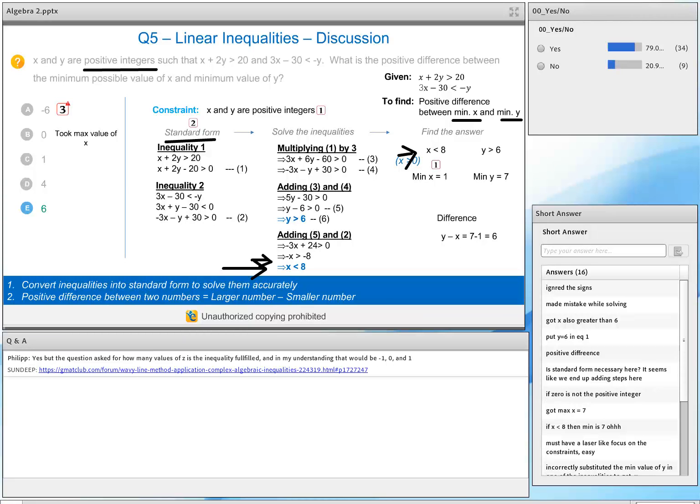Now, is the standard form necessary here? It seems like we end up adding steps here. Again, it's up to you how you want to solve linear inequalities. For me, the standard form works out very straight, very easy. Why? Because it makes sure that I am not making any mistakes. It's very easy to falter when you have three different kinds of terms, when you have a sign also to take care of, greater than or less than sign. And that's the big difference between an equation and an inequality. That's why the more methodical you are, the fewer would be the chances of you making a mistake.